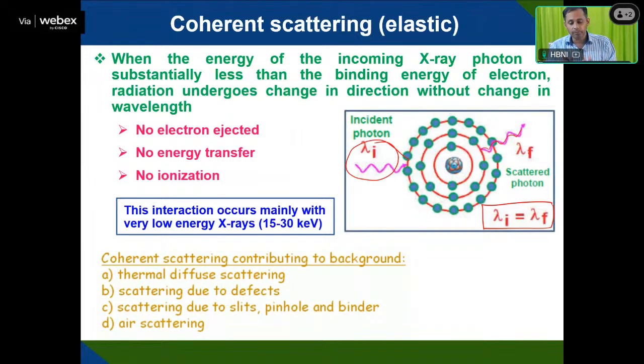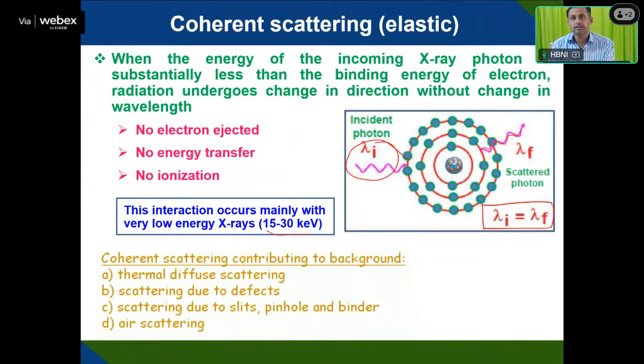That means the incoming X-ray photon energy is substantially less than the binding energy of the electron. If the energy is higher than the binding energy, only then can the electron come out. But in the case of elastic scattering, the energy is very, very low, so there will be no change in energy, only a change in direction without any wavelength change. This interaction mainly occurs when you have very, very low energy X-rays, like 15 to 30 keV.